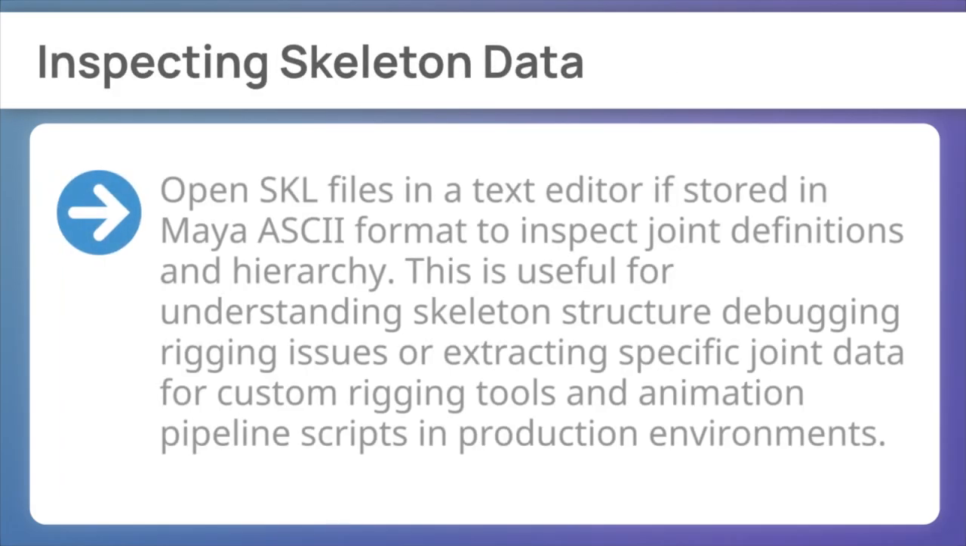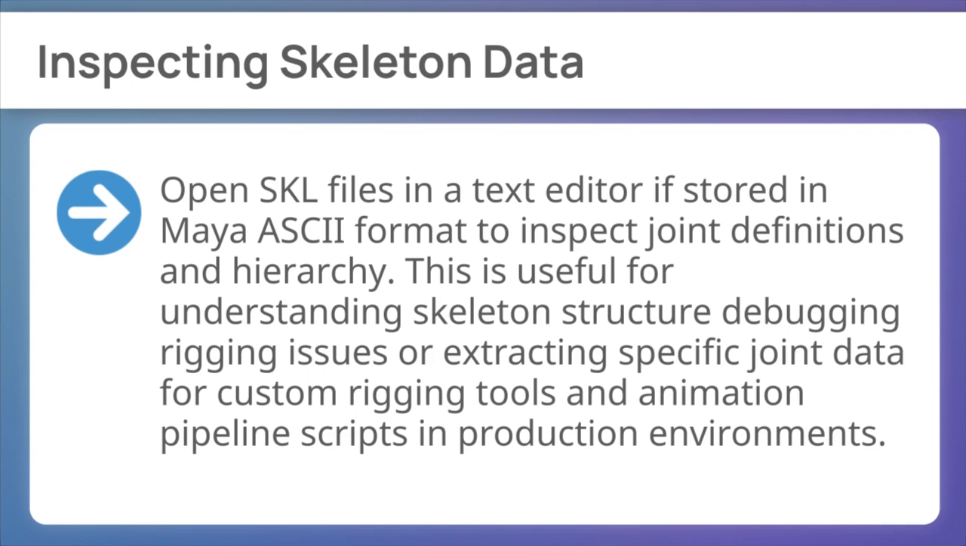Finally, inspecting skeleton data. Open SKL files in a text editor if stored in Maya ASCII format to inspect joint definitions and hierarchy. This is useful for understanding skeleton structure, debugging rigging issues, or extracting specific joint data for custom rigging tools and animation pipeline scripts in production environments.